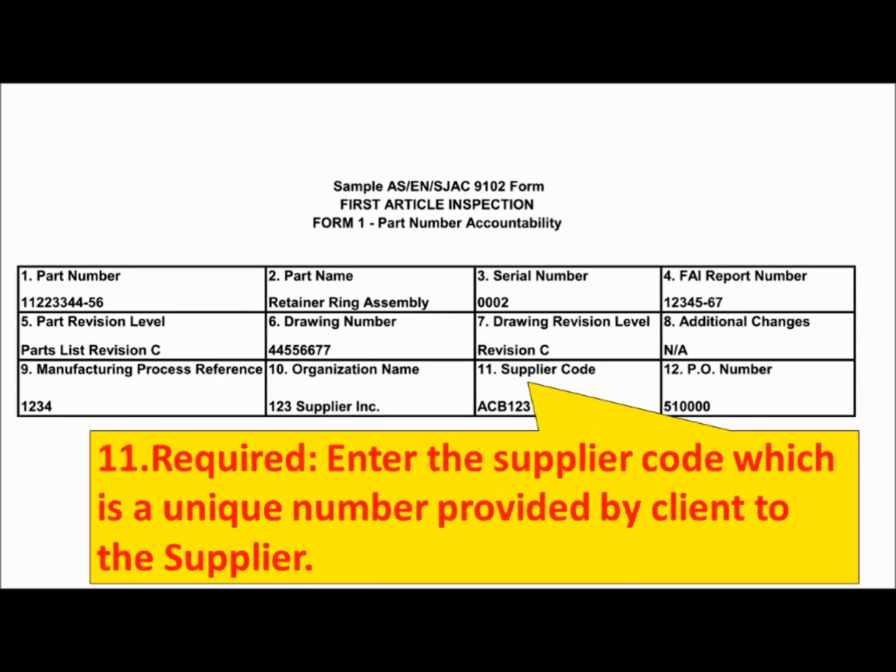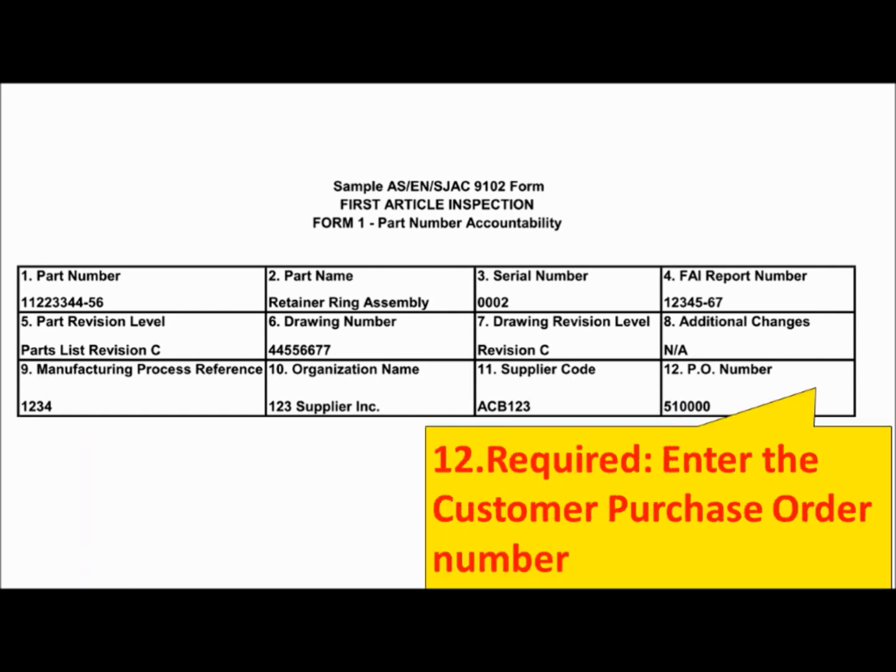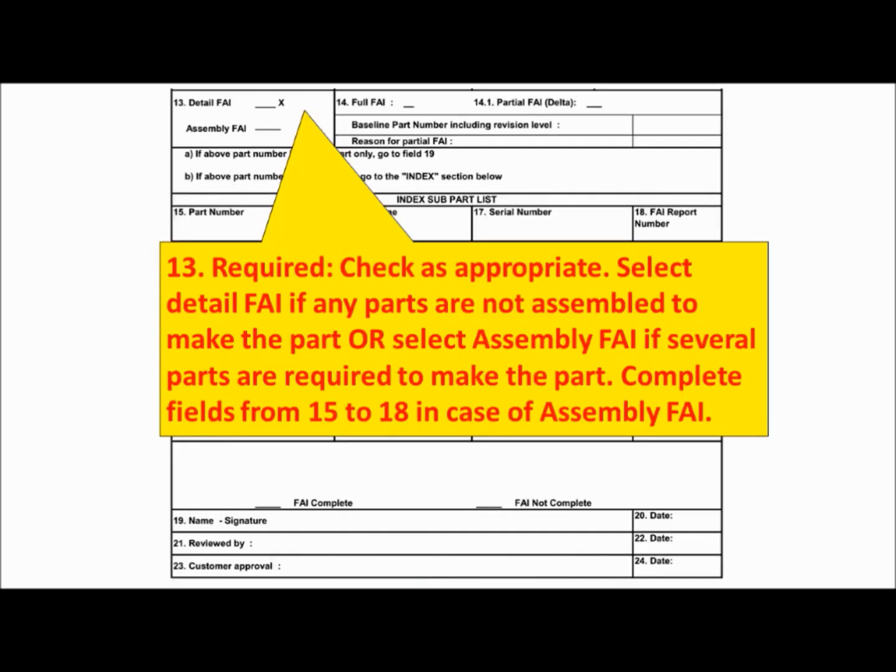Field 11 is required. Please enter the supplier code, which is the unique number provided by client to the supplier. Field 12 is required. Please enter the customer purchase order number. Field 13 is required. Please select Detail FAI if any parts are not assembled to make the part or select Assembly FAI if several parts are required to make the part. Complete fields from 15 to 18 in case of Assembly FAI.